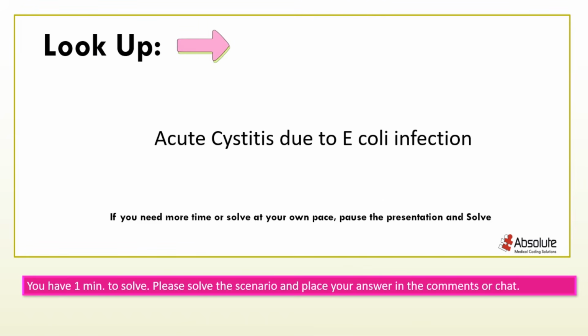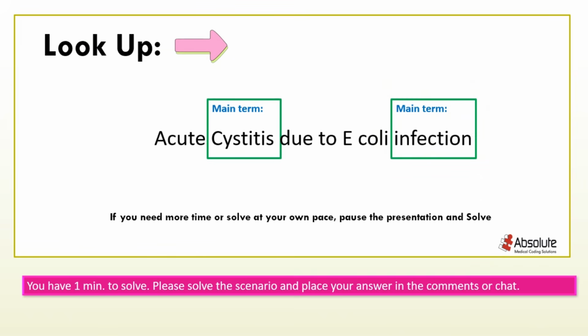What is the main term? Well, the main term, cystitis. Yes, that's a diagnosis. And you know we have another main term, infection. All right. We have a subterm with cystitis, acute cystitis, and E. coli is also our subterm. And the reason why I know that we have two main terms is because I tried to look this up and I got turned around. So I'm going to show you how I knew.